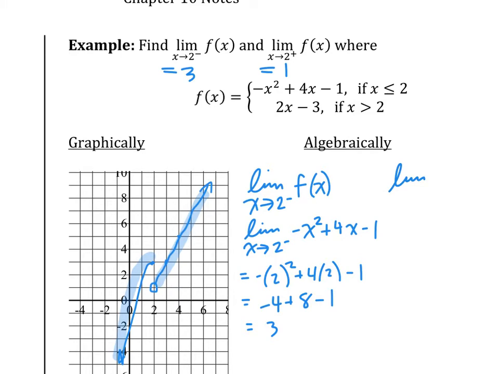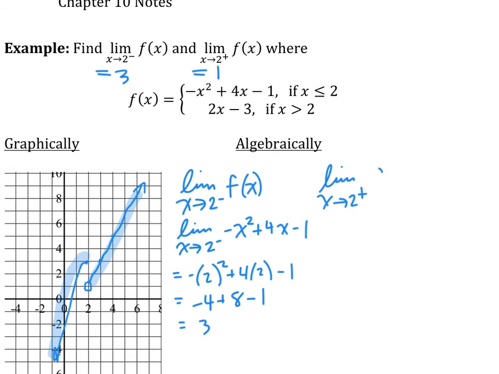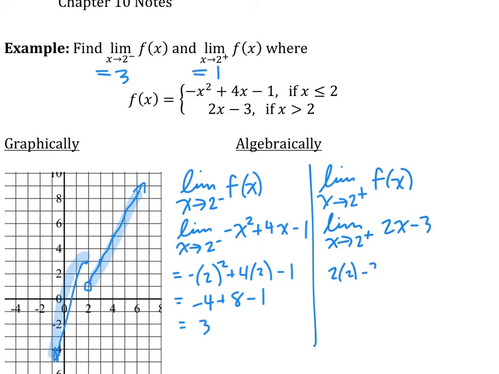All right, so now limit as x goes to 2 from the positive side of f of x. From the positive side means all the numbers that are bigger than 2, which means we're going to use this function. So this is going to be limit as x goes to 2 from the positive side of 2x minus 3. 2x minus 3 is also not undefined at 2, so we can just plug it in. So 2 times 2 minus 3, that is 4 minus 3, which is 1. Which is true according to our graphs. That is where the limits are.